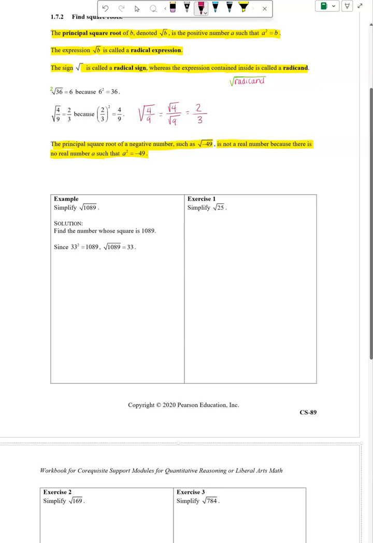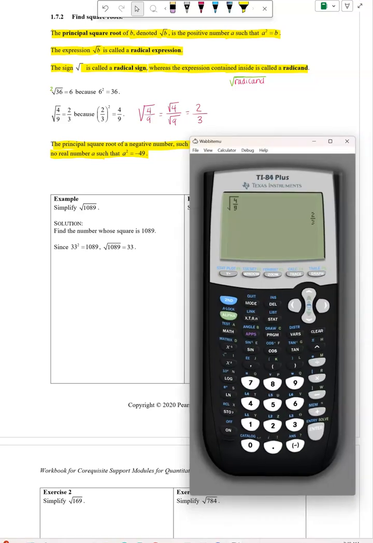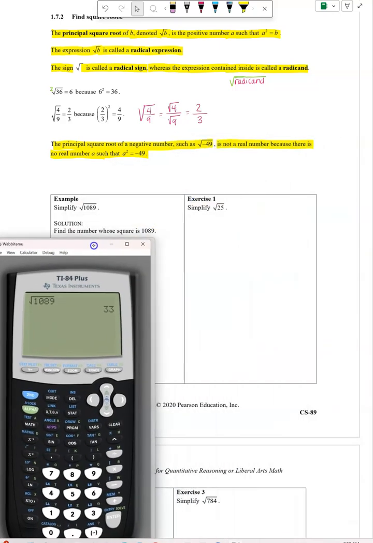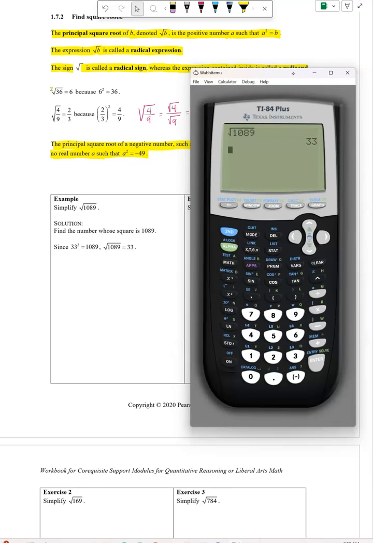So now we're going to simplify the square root of 1089. Calculator. That's what I say. Okay, so we're going to say second square root 1089. I always get out from under it, but you don't have to. And then if you put enter, it's going to tell you 33. Okay? And the reason for that is 33 squared is 1089. Okay. Cool. Now you know how to use your calculator to do these. It should be fairly simple. Okay?